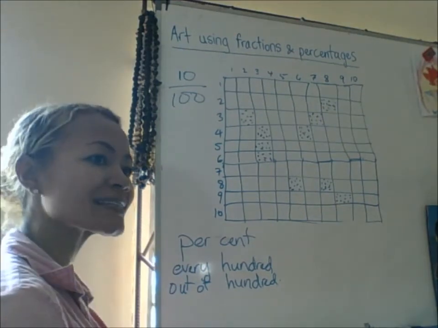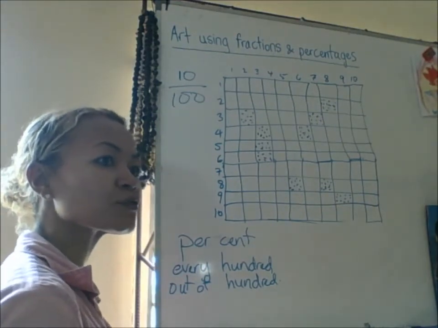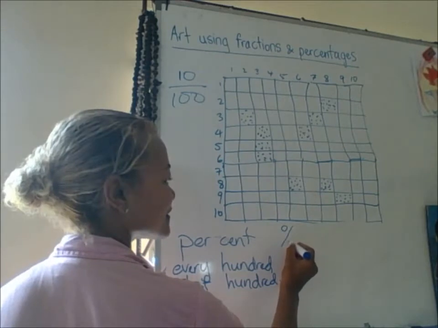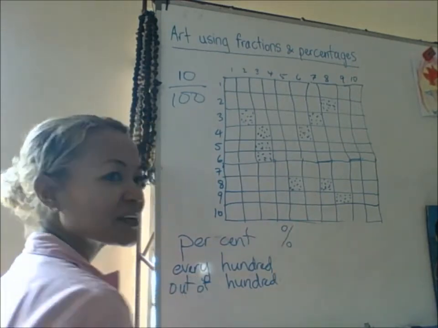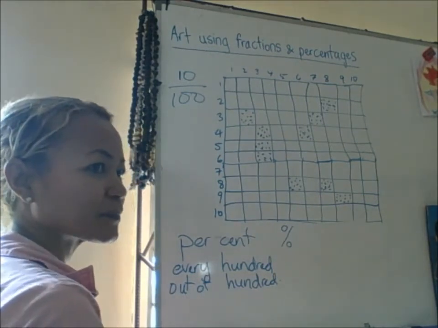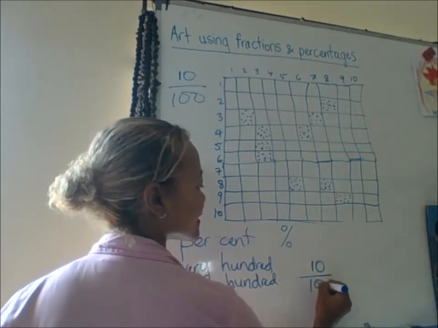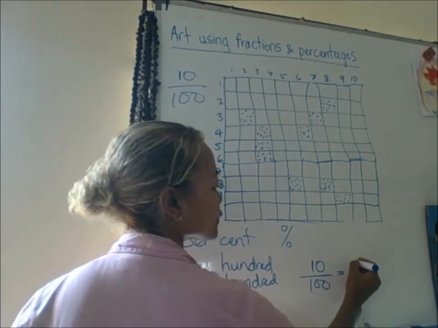And do you know what sign or what symbol we use to show percent? A circle, a slash, and then another little circle on the bottom. 10 out of 100 is equivalent to 10%.